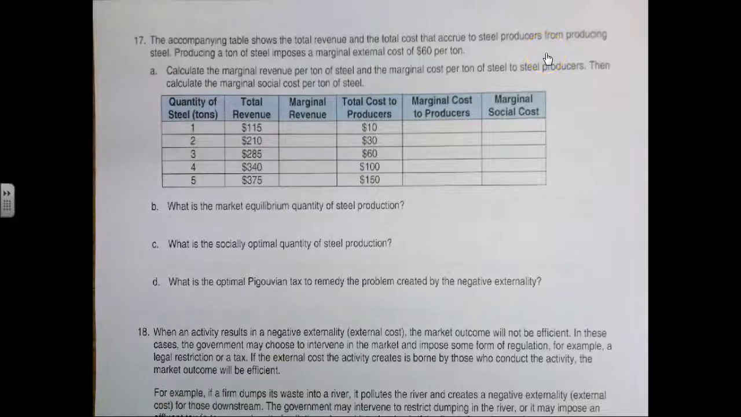This portion of the question is asking us to calculate both the marginal revenue per ton of steel, as well as the private marginal cost per ton of steel, as well as the social cost of production. So to figure out marginal revenue, we just look at the change in total revenue over the change in quantity.